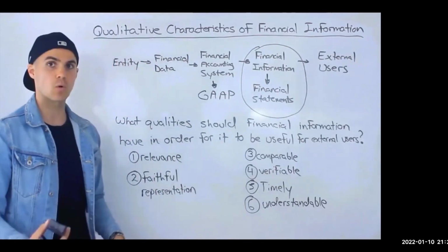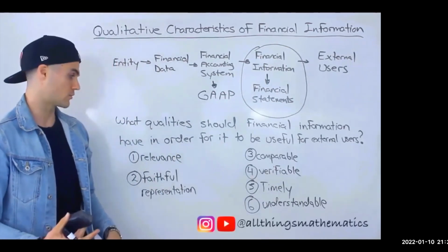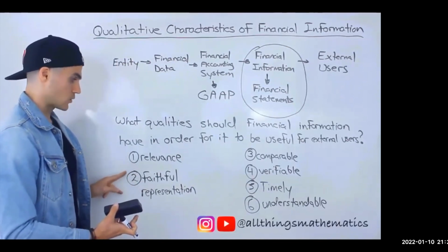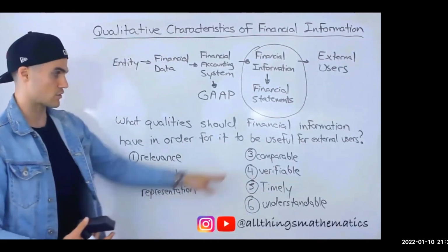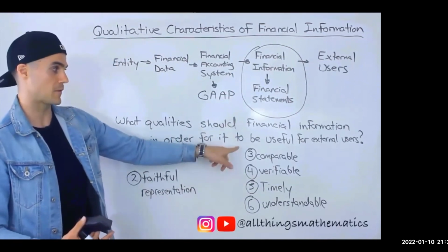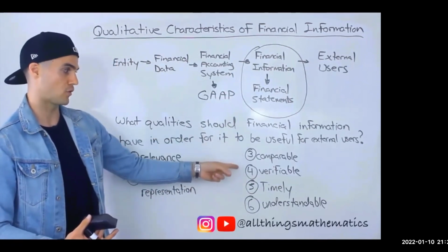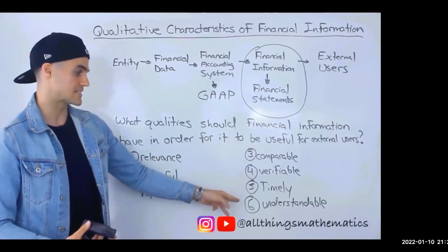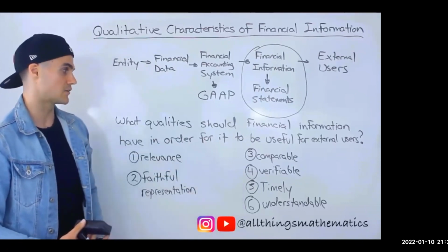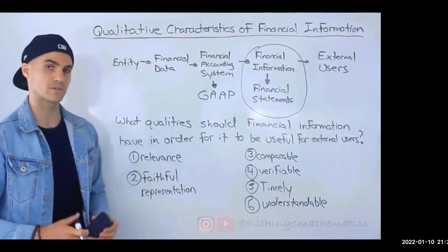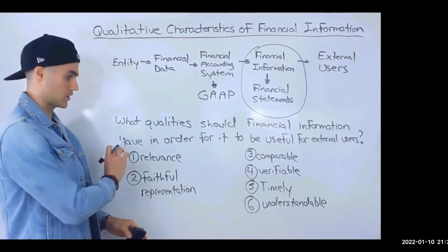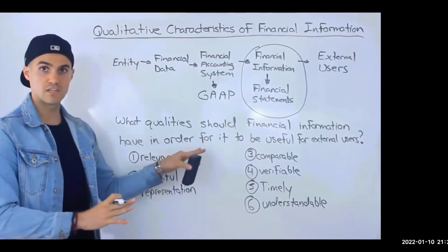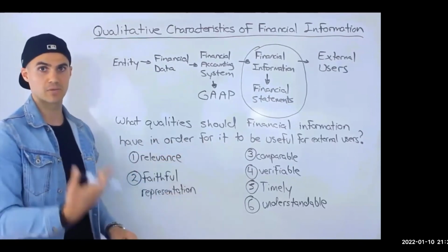And more specifically, the question that we're going to answer is, what qualities should this financial information have in order for it to be useful for these external users? And there are actually 6 qualities that we're going to go through. The first quality is relevance. Second quality, faithful representation. Third quality, the financial information has to be comparable. Fourth, verifiable. Fifth, timely. And then sixth, it has to be understandable. I'm going to go into more detail for each of these 6 qualities and explain what they mean.